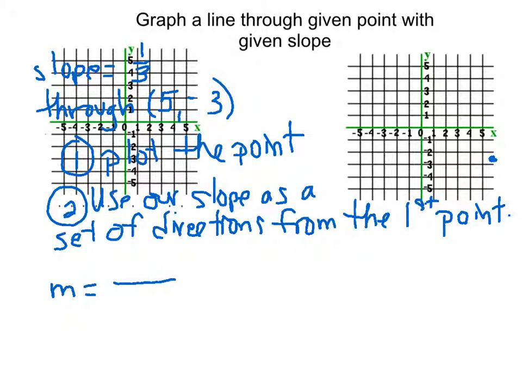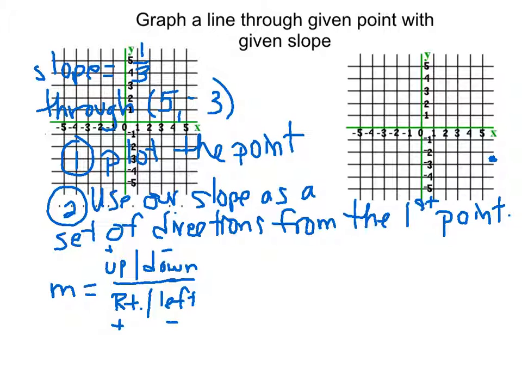The top number is going to tell you whether you need to go up or down. And if the top number is positive, you're going to go up. If the top number is negative, you're going to go down. The number on the bottom of the fraction will tell you whether you want to go right or left. And since going right is a positive direction, if the number is positive, you'll go right. If the number is negative, you're going to go left.